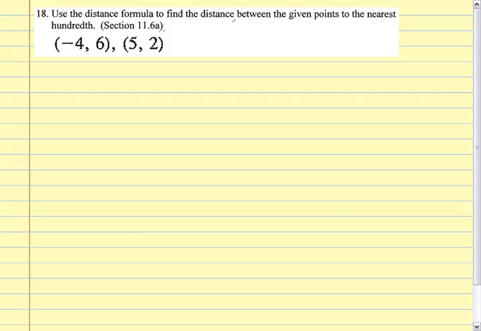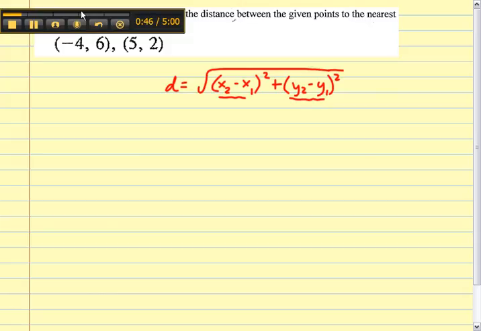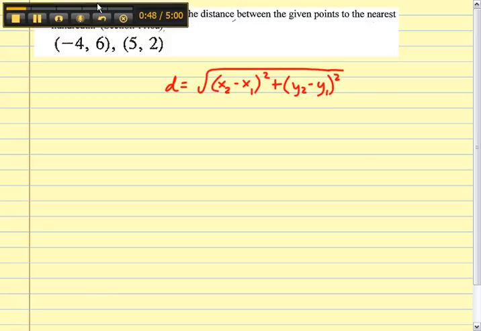Okay, use the distance formula. Distance is equal to the square root of x sub 2 minus x sub 1, that means just subtract the x's squared, plus subtract the y's squared. This is just the Pythagorean theorem. This is giving you one side of a triangle, this is giving you the other side of the triangle. You're squaring those two and adding them together, and to find the hypotenuse, you take the square root of both sides. Alright?